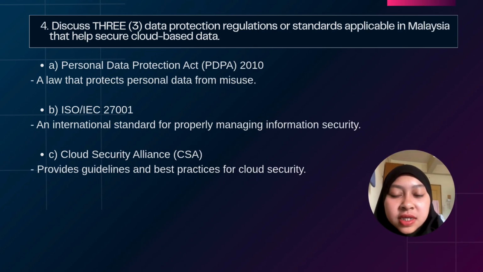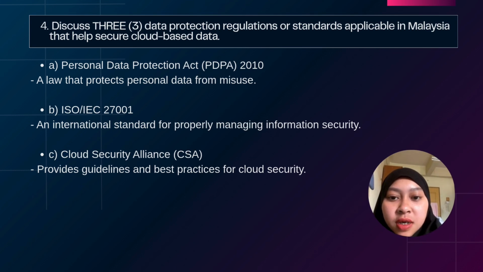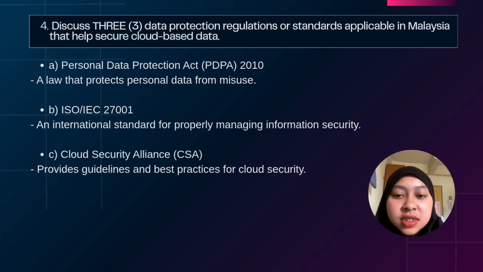For number 4, discuss three data protection regulations or standards applicable in Malaysia that help secure cloud-based data. A. Personal Data Protection Act, a law that protects personal data from misuse. B. ISO, an international standard for properly managing information security. C. Cloud Security Alliance provides guidelines and best practices for cloud security.